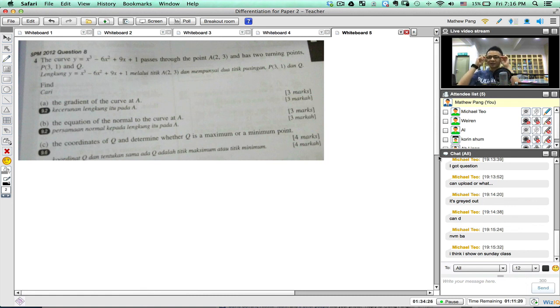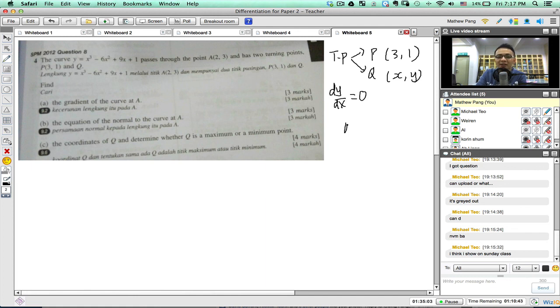Okay, so let's end this by solving this question. All right, so first thing is, I have the equation, and it tells me that this equation passes through a point A and has two turning points P and Q. So first I will write down my turning points, P and Q. I get two turning points when dy/dx equals 0. What is P? P is (3, 1). Oh my god, this question is exactly the same. So dy/dx equals 0 at these two coordinates, and then the coordinate A is (2, 3).